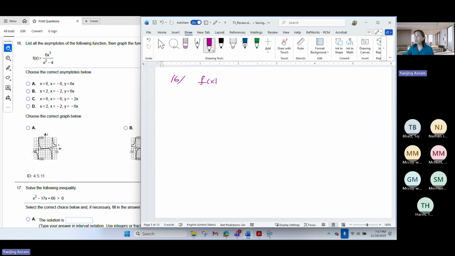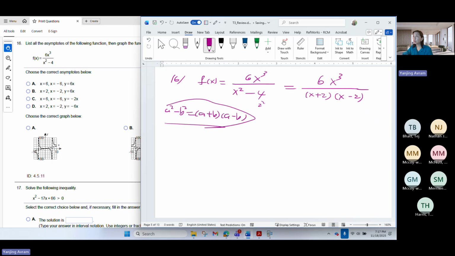We have f of x equal to 6x cubed over x squared minus 4. First, we have to factor it. So 4 is 2 squared, right? So we can have x plus 2 times x minus 2. This is using a squared minus b squared equals a plus b times a minus b. I'm sure everyone should know this factoring formula.